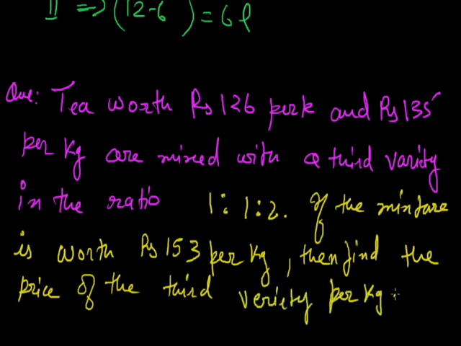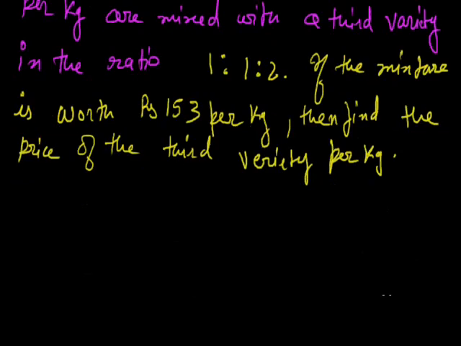Now here we are given two types of teas of which cost is given per kg, and we have mixed one more kind of tea with it in the ratio 1:1:2, and the prepared mixture has cost 153 per kg. So we have to find the cost of the third kind of tea which we have added so that the total cost becomes 153 per kg. Now let us assume that the cost of the third quantity is x per kg.